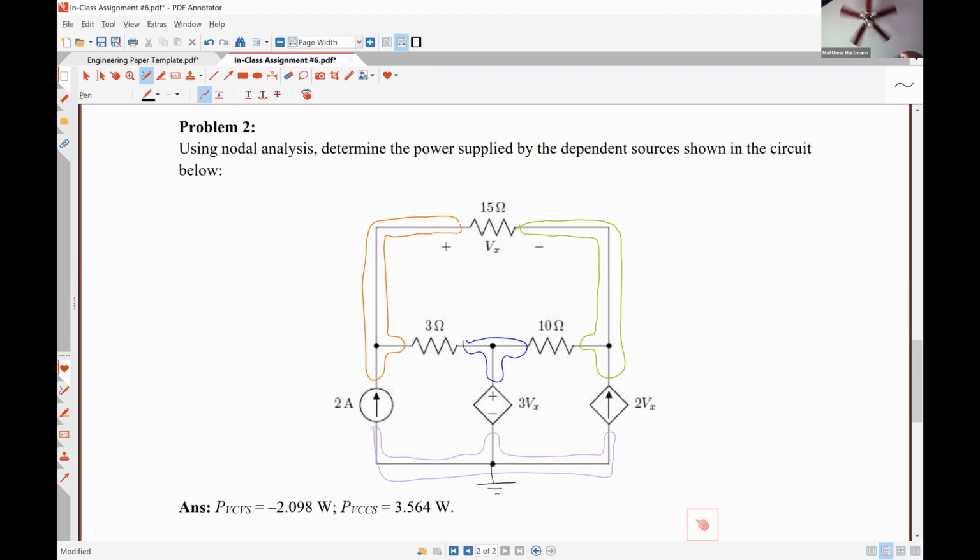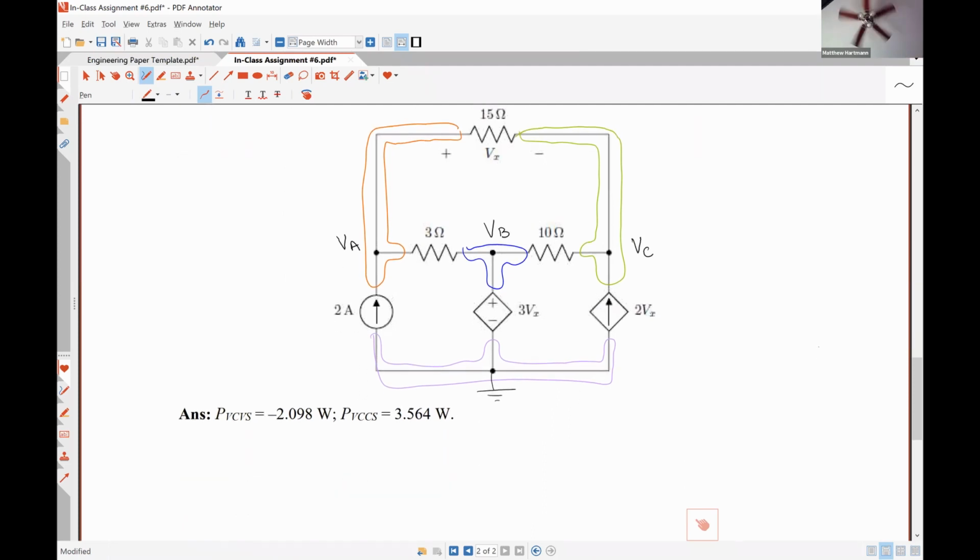So let's see. I'm going to call this left-hand node in orange node A, so it will have an associated nodal voltage VA. This middle blue node will be node B, so it will have an associated nodal voltage VB. And this green right-hand node will be node C with an associated nodal voltage VC.